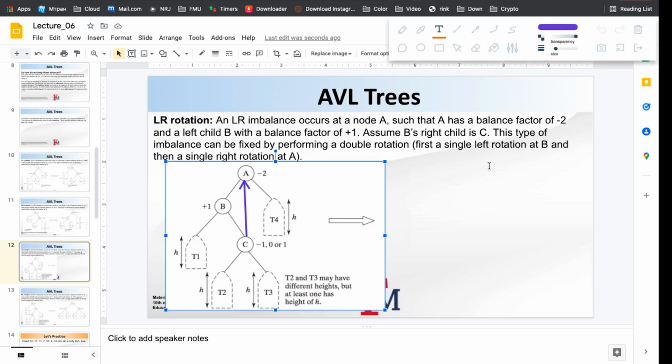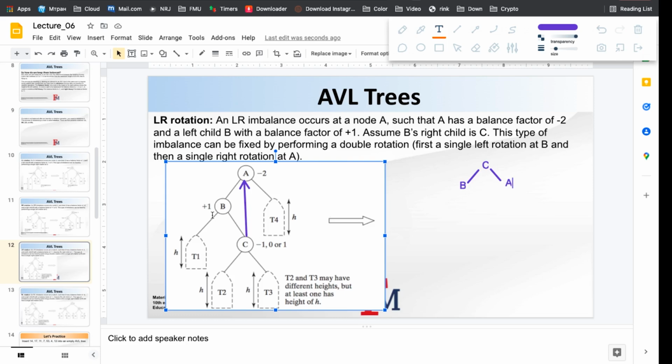So let's see. I'm going to bring the C up. Okay, C is going to be here. Now let's see what happens. C is going to become my root. Now, what can be on the left? What can be on the right? So B was on the left from C, right? So it's going to stay here. A was on the right from C, technically, right? That's why A is going to stay there also on the right.